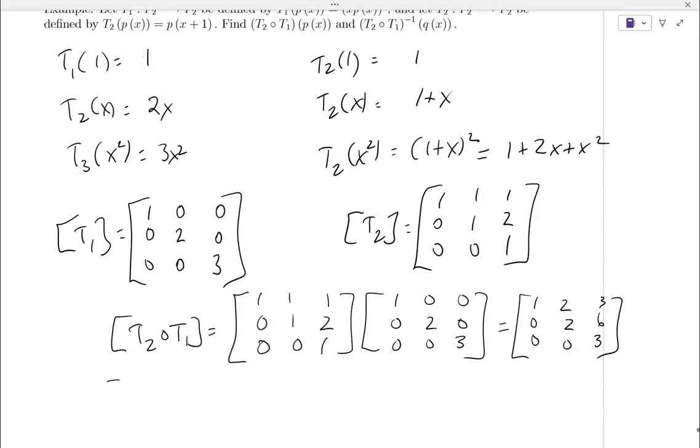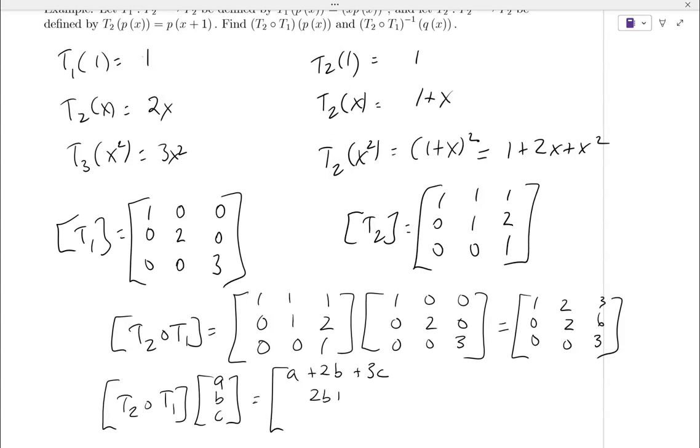If I have some polynomial, and we multiply by, say, some a, b, c, where a is the constant term, b is the coefficient on the x, c is the coefficient on the x squared, your first component would be what? It would be a plus 2b plus 3c, reading across here, right? Because I take that row times the a, b, c. The next one would be 2b plus 6c. And the last one would be 3c.